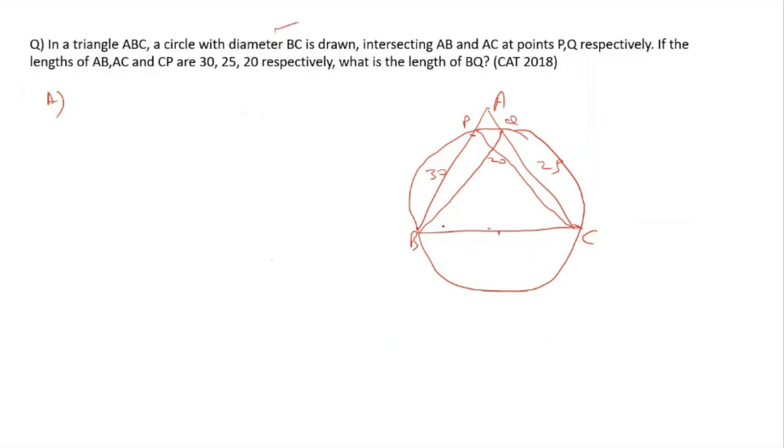The second thing it should tell you is that the angle subtended by the diameter on the circumference is 90 degrees. So you should immediately start marking whatever angles are available as 90 here. This will be 90 because this is subtended by the diameter. This will be 90. Both of these are 90 degrees.